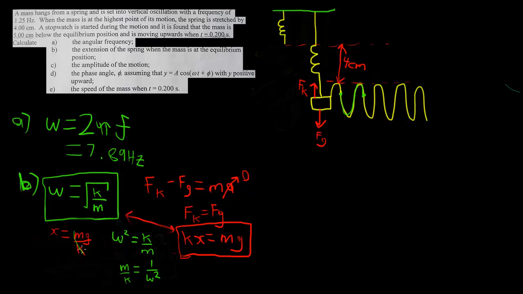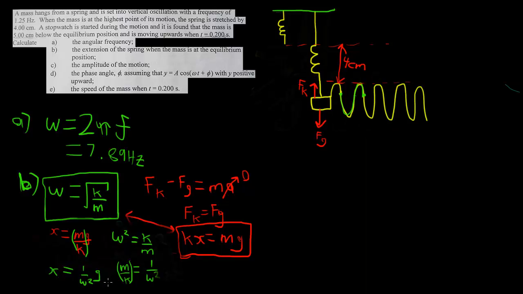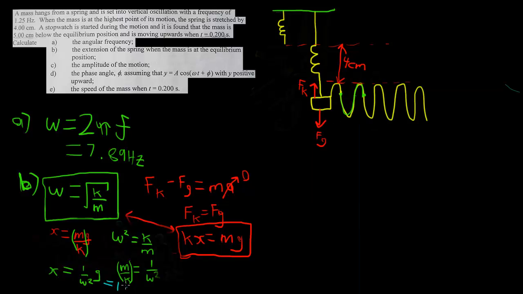So we're going to replace this m over k with what we have for m over k right here. So let's do that. So that's 1 over omega squared times g. That's what x equals. And so that's simple. We can figure that out now. We have the numbers for that. So let's do it. So 0.157 meters, which is equal to 15.7 centimeters.